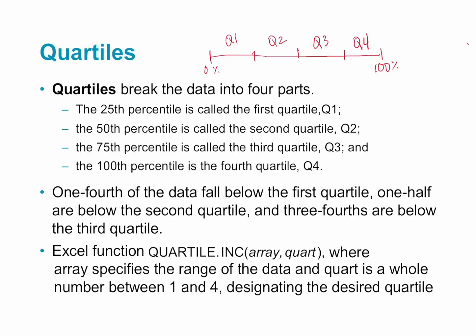Now Excel function quartile.inc would give you the quartiles for the data that you select. Array is referring to the range of data that you want to split, and quart is the whole number between 1 through 4, depending on which quartile you want to find.